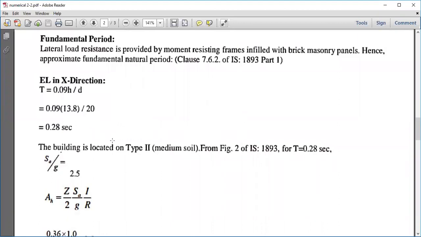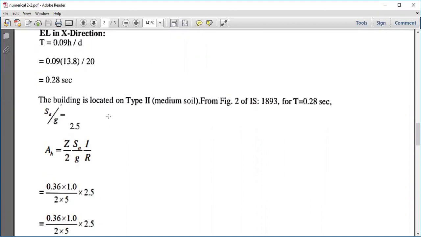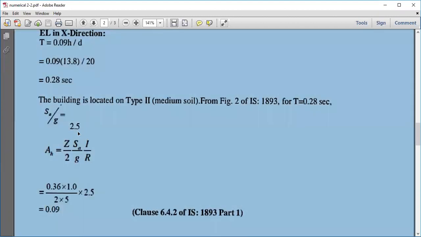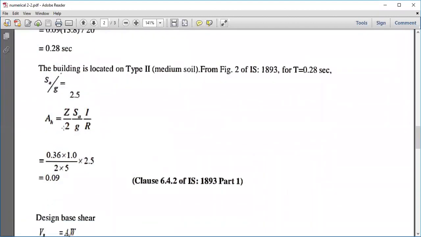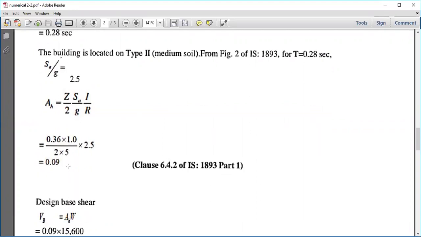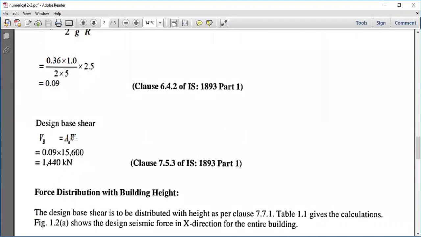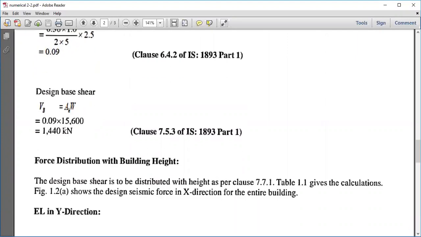So I'll substitute in this and I'll get the value of T. Substituting the value of T to get the Sa by g, we find the Sa by g as follows. Resubstitute back to get the design coefficient, that is Z I by 2R into Sa by g. So substitute, you will get an Ah value. So base shear is calculated by Ah into total weight. I know now the Ah, the design horizontal seismic coefficient, into the total weight. I get the base shear.